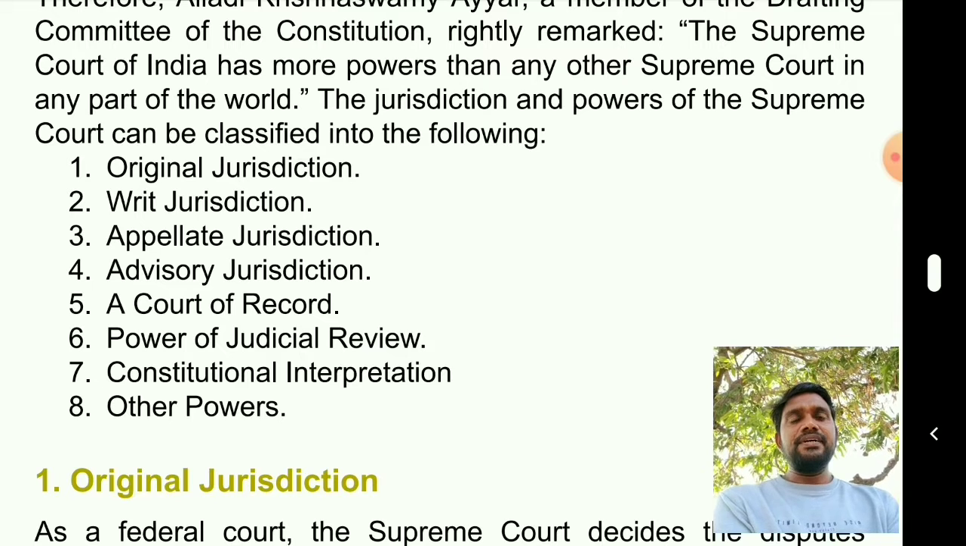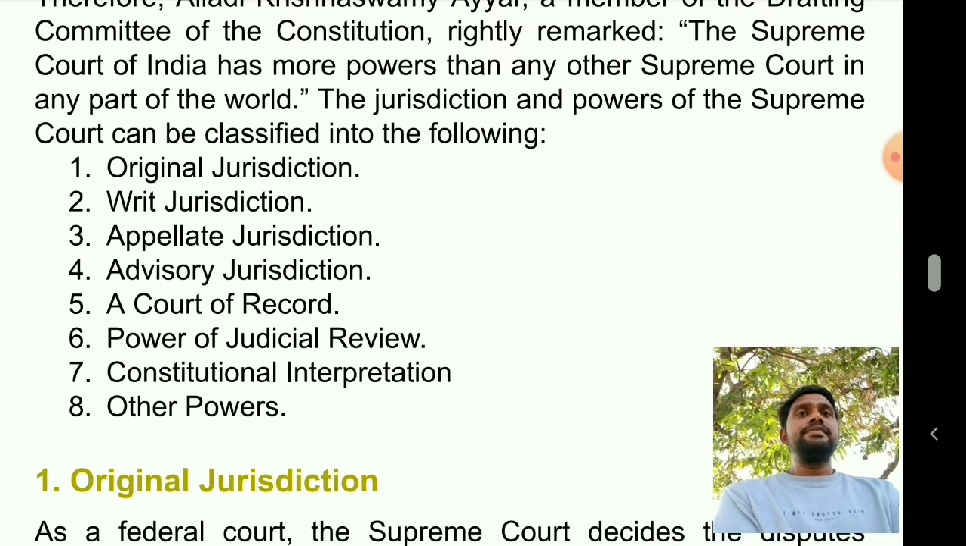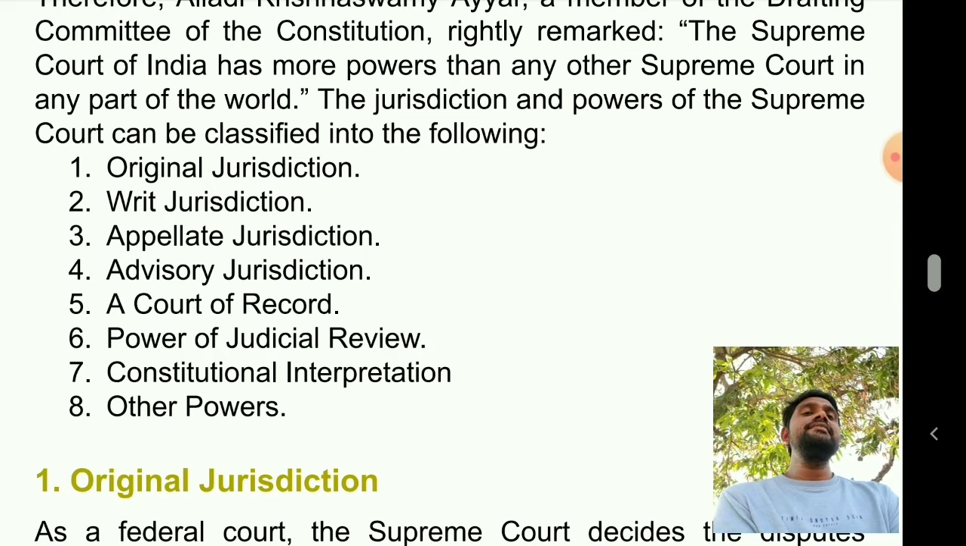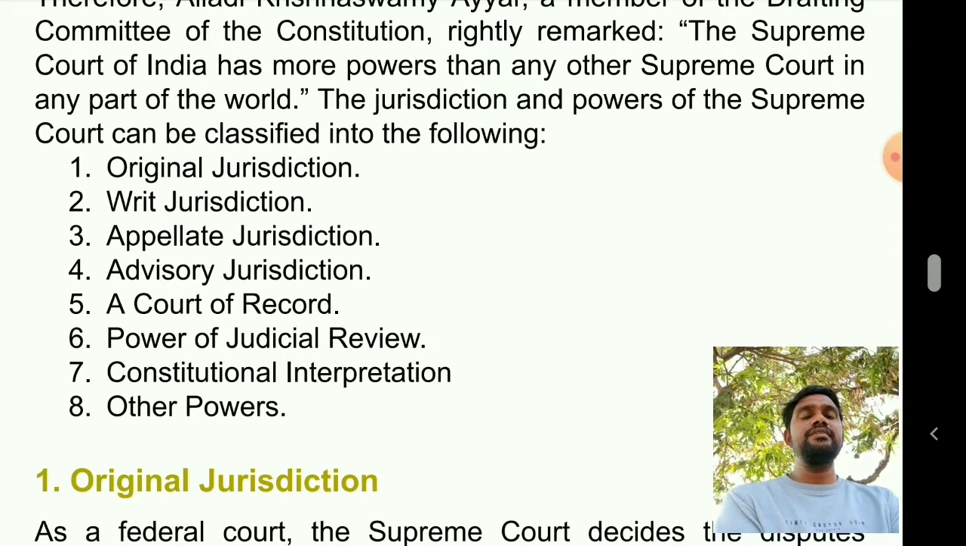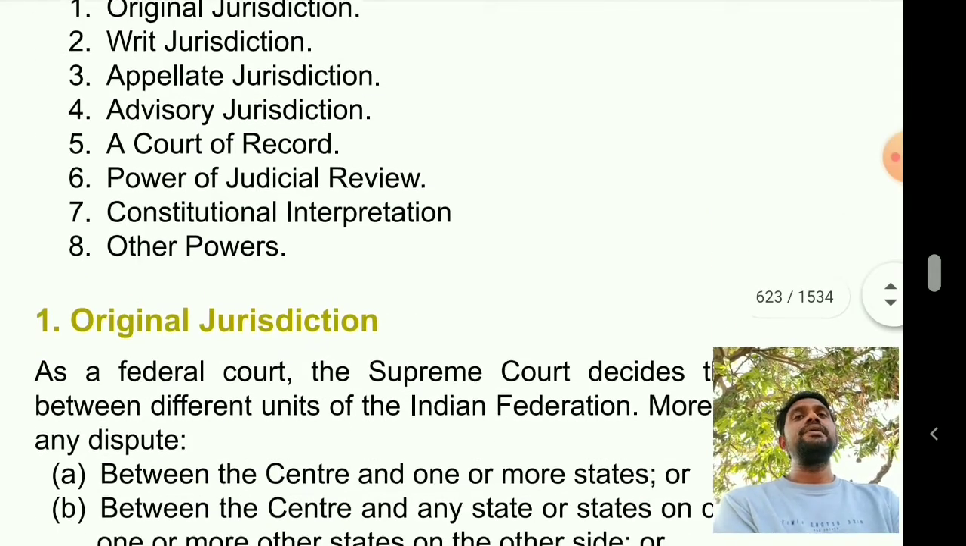First is original jurisdiction. Second is writ jurisdiction, third is appellate jurisdiction, fourth is advisory jurisdiction, fifth is a court of record, sixth is power of judicial review, seventh is constitutional interpretation, and eighth is other powers.